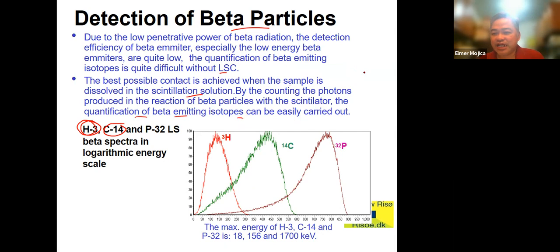So parang nagkaano lang kami nung count, radioactive count. Okay, kita nyo yan, ito lang yung lumalabas. So makikita namin yung difference doon sa sample namin.